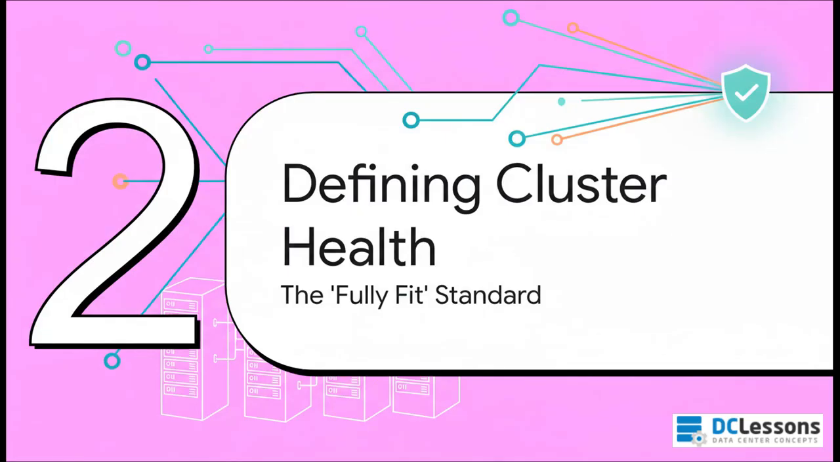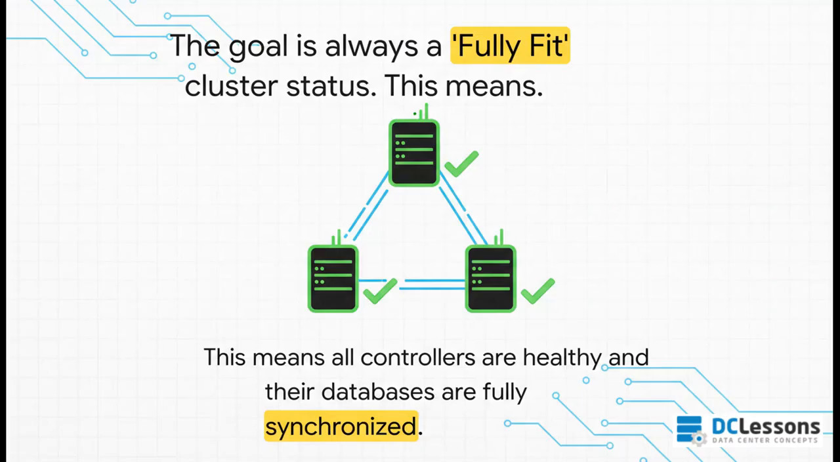Okay, so with all this data spread out and replicated across multiple controllers, how do you actually know if everything is in sync and working correctly? Well, the APIC cluster has a very specific term for a perfectly healthy state, and it's one you're going to want to burn into your memory. This is what you always want to see in your APIC graphical interface. Fully fit. That's the gold standard. It means all your controllers are healthy, they're talking to each other perfectly, and their databases are completely synchronized. It's the big green light you're looking for before you even think about making any changes.